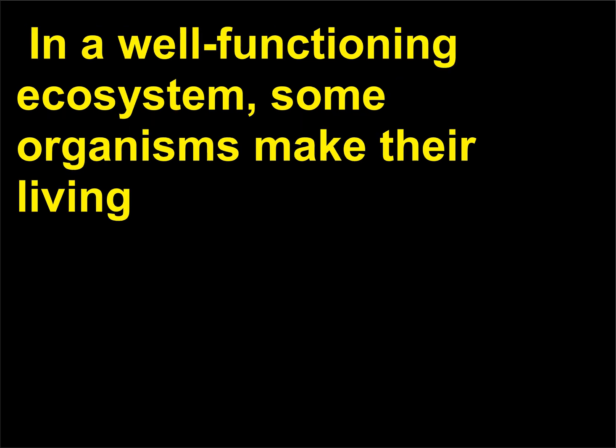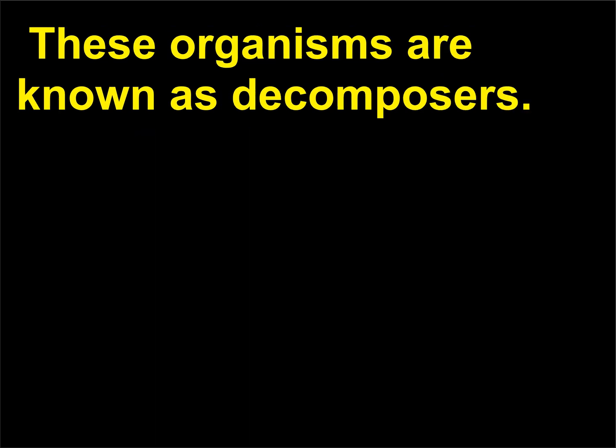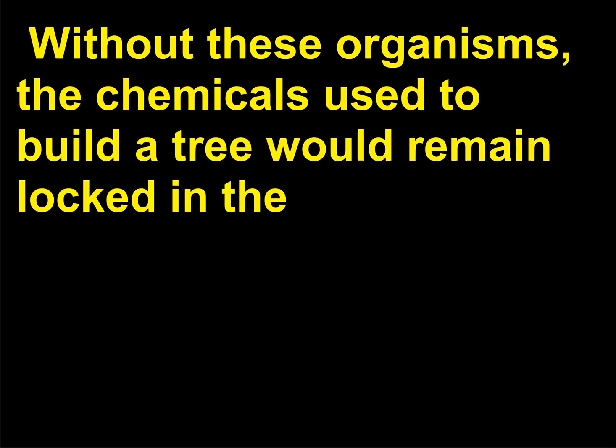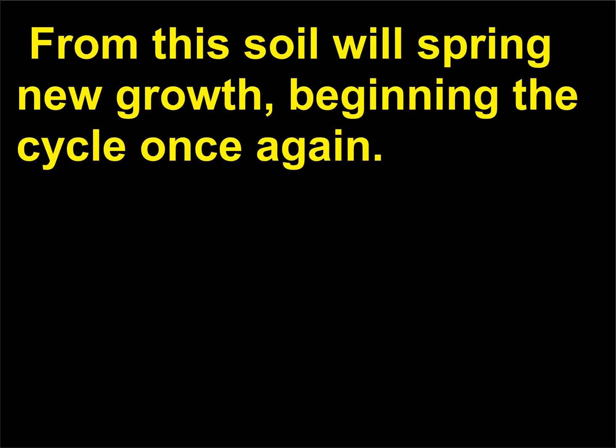In a well-functioning ecosystem, some organisms make their living, their niche, by breaking down structures and recycling the compounds. These organisms are known as decomposers. Without these organisms, the chemicals used to build a tree would remain locked in the tree biomass for eternity instead of being returned to the soil after the tree's death. From this soil will spring new growth, beginning the cycle once again.